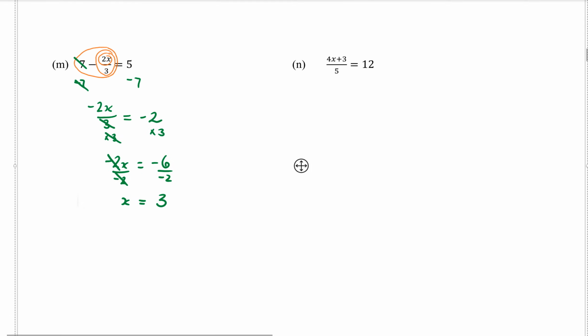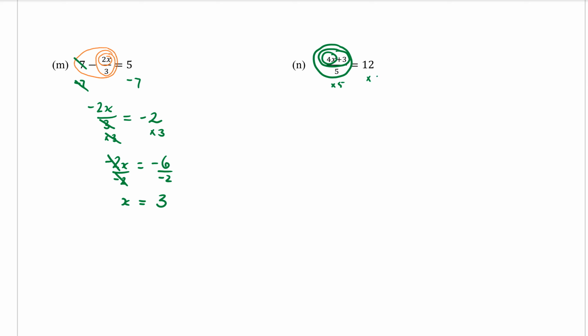All right, so N, I'll do the last one with you. The 4x is the center. That's our last layer. We've got the 3 added to that, and the 5 is in the outside layer. So the 5, because it's on the bottom of a fraction, we have to times by 5. Cross it off. I have 4x plus 3. 5 times 12 is 60. Next thing to do is to move that 3. So I'm going to subtract the 3. 4x equals 57. Last thing, I divide by that 4.